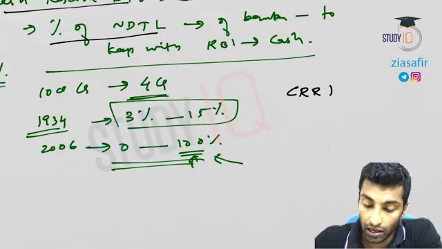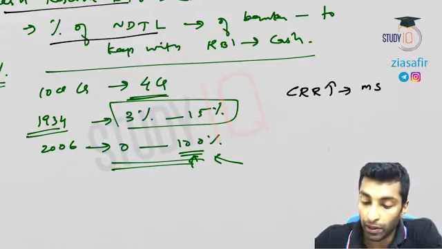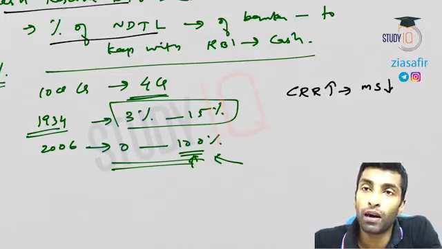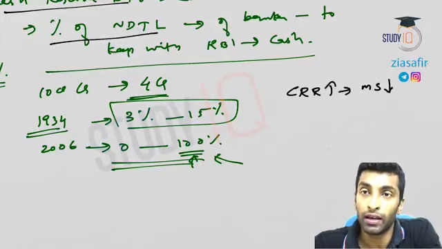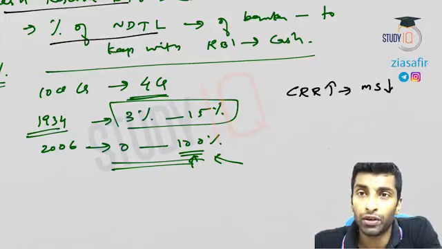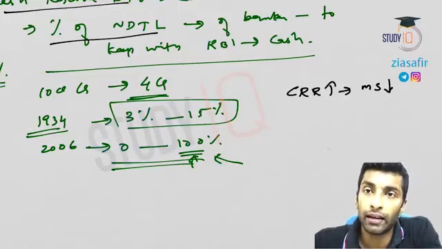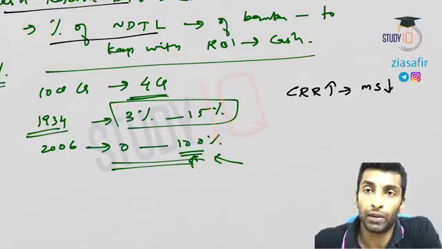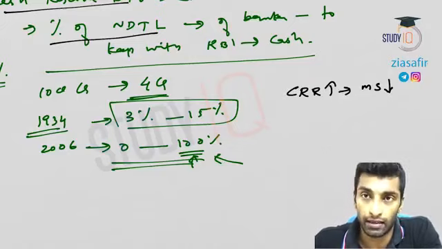If CRR is increased, what will happen? Money supply will decrease because banks have to keep more money with RBI. So banks will have less money to lend. Banks will lend less, so money supply will come down. It will also affect the profitability of the bank, because the less the lending, the less the profit. The more the lending, the more the profit for the bank, because the profit is all coming from the interest, and you get interest only if you lend.